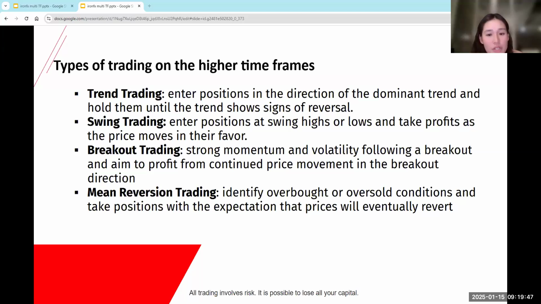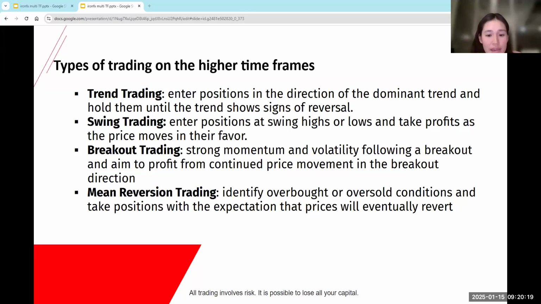Next is breakout trading. Breakout trading involves entering positions when the price breaks through key support or resistance levels. Traders will look for strong momentum and volatility following a breakout and aim to profit from continued price movement in the breakout direction. This strategy requires constant analysis, I would say, of price patterns and volumes so that it confirms your breakouts.